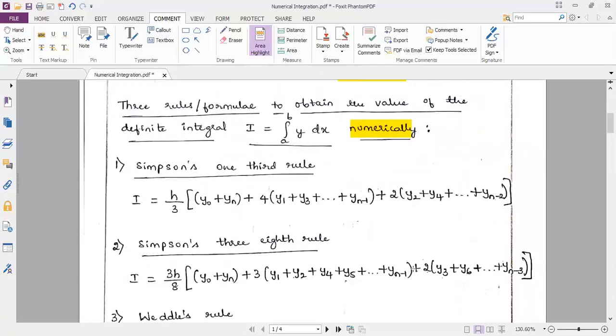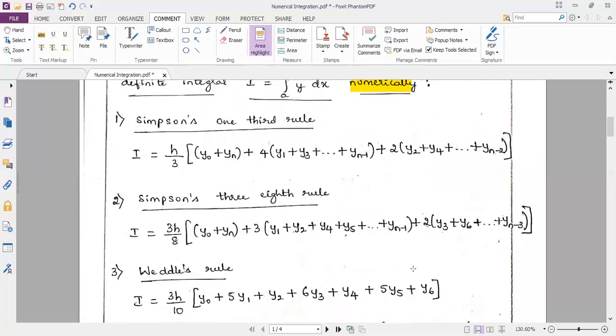The first of the formula is Simpson's 1/3 rule, which is given by I is equal to h divided by 3 into y naught plus yn plus 4 times of y1 plus y3 etc. up to yn minus 1 plus 2 times of y2 plus y4 etc. up to yn minus 2.